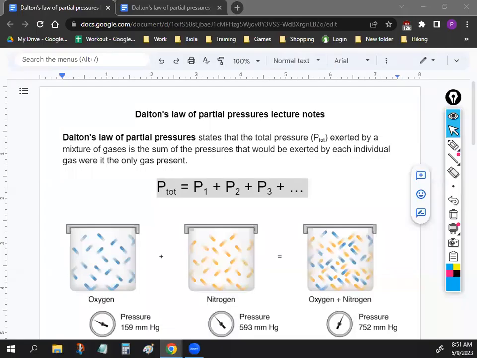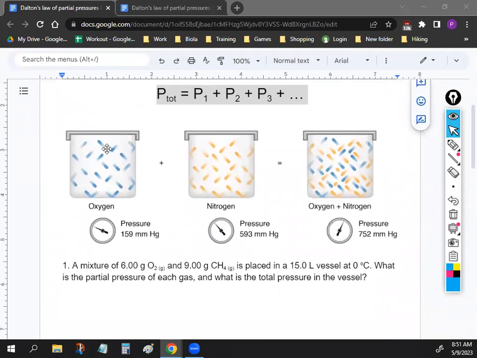Okay, so what this gas law basically tells us is, let's say, for example, we have two different gases. Let's say we have oxygen and this is the pressure, and we have nitrogen and this is the pressure. If you put them in the same container, the total pressure, P total, is going to equal just the sum of the pressure of the oxygen and the pressure of the nitrogen. That's it. If you want to find the total pressure of the system, you just need to add up the pressures of the individual gases that make it up. Super duper simple.